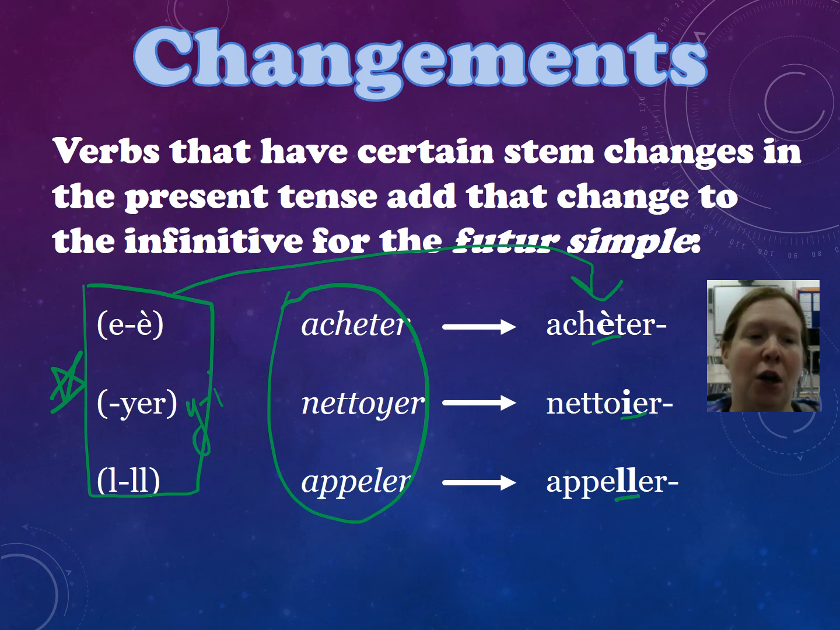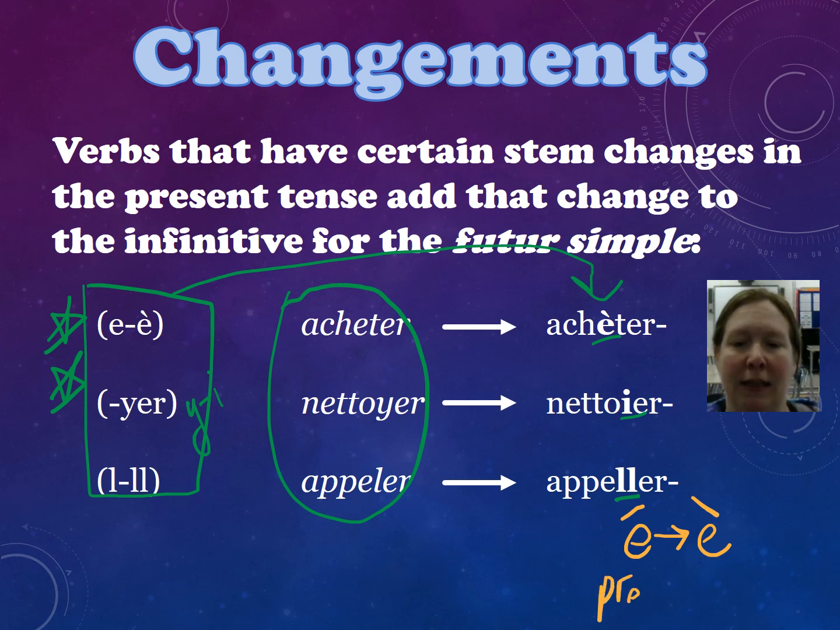Now, it's important to note that it's only these specific changes that work like this. There's another change when we have another type of stem changing verb, and that is those E with an accent verbs where the accent direction changes. Our biggest example of this is préférer, okay?